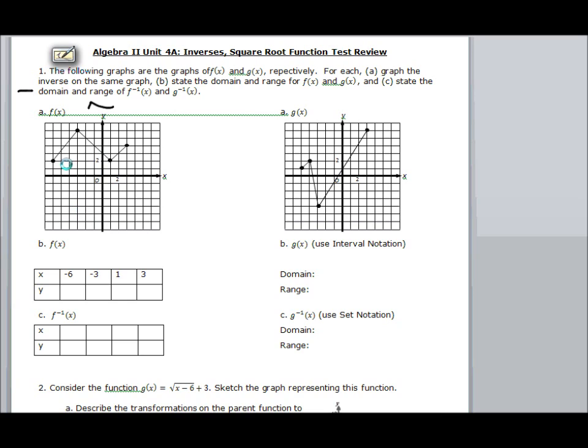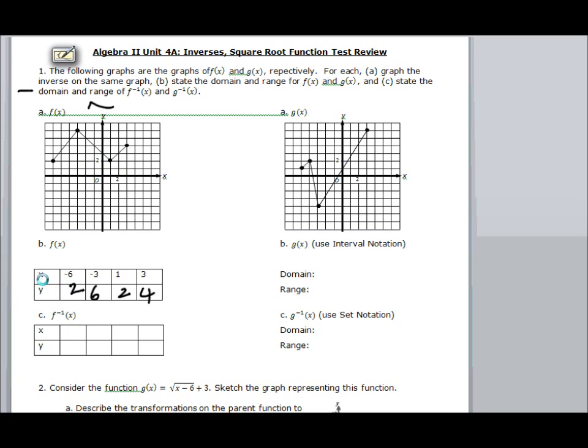The first question here, looking at the graph, you need to plot the points first of the original graph. So I see that the first point is at -6 and 2, -3 and 6, 1 and 2, and 3, 4. So these are my coordinates for the first graph, and to find the inverse of it, we just flip or switch the x and y values.